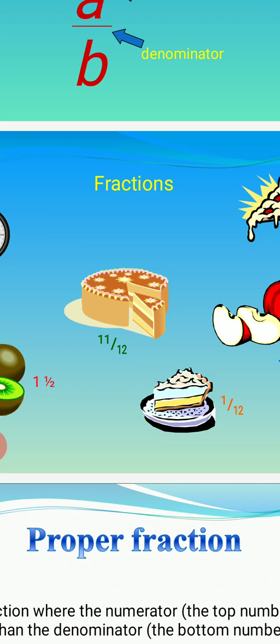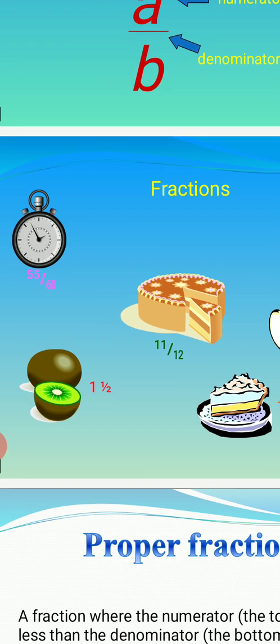There are lots of examples. Besides cake, you can take the example of fruit. Here we have shown a kiwi that is 1 and a half. This represents 1.5, which is an example of a mixed fraction. Similarly, students, a watch is also an example of fraction. There are a lot of things in our daily life in which we observe fractions. Suppose the fan running on the ceiling has 3 blades. Then each blade is represented by a fraction.